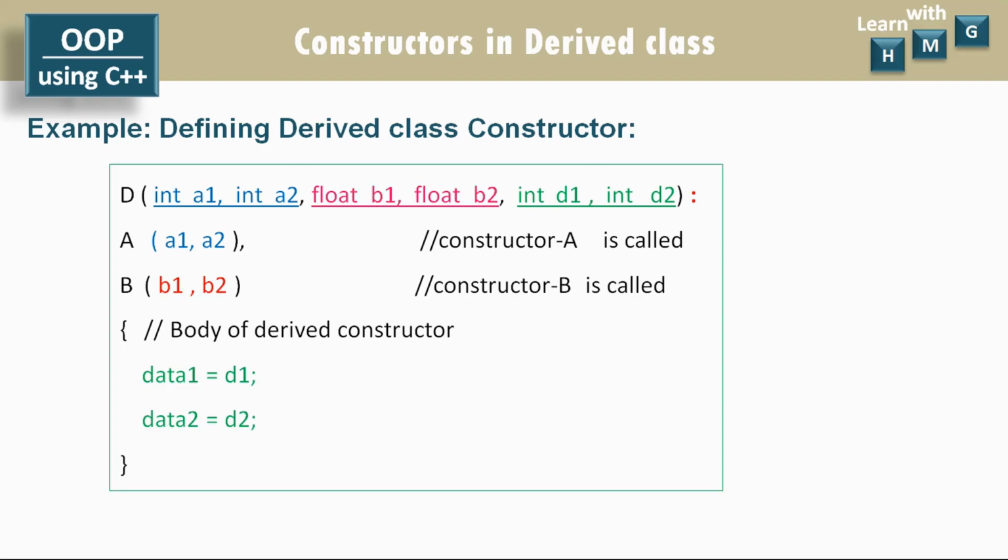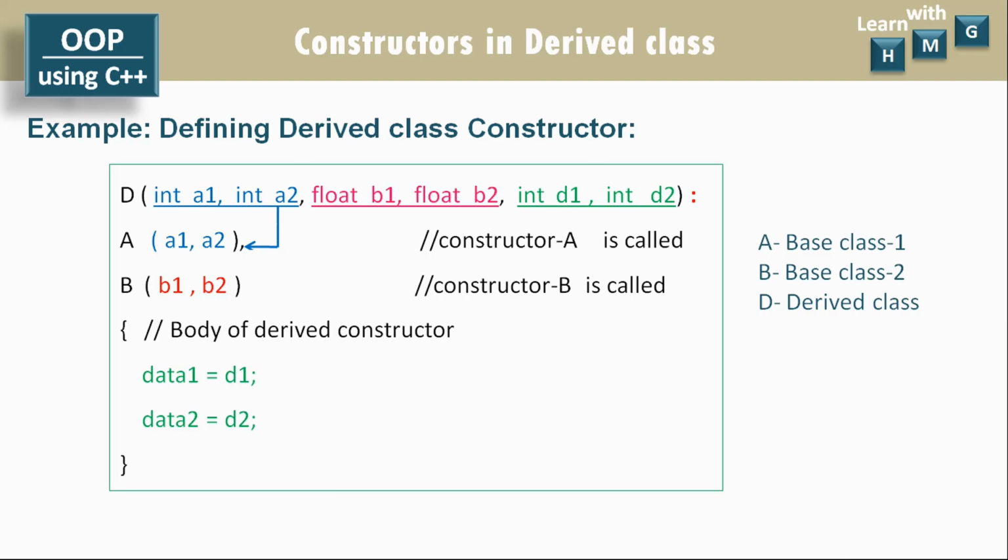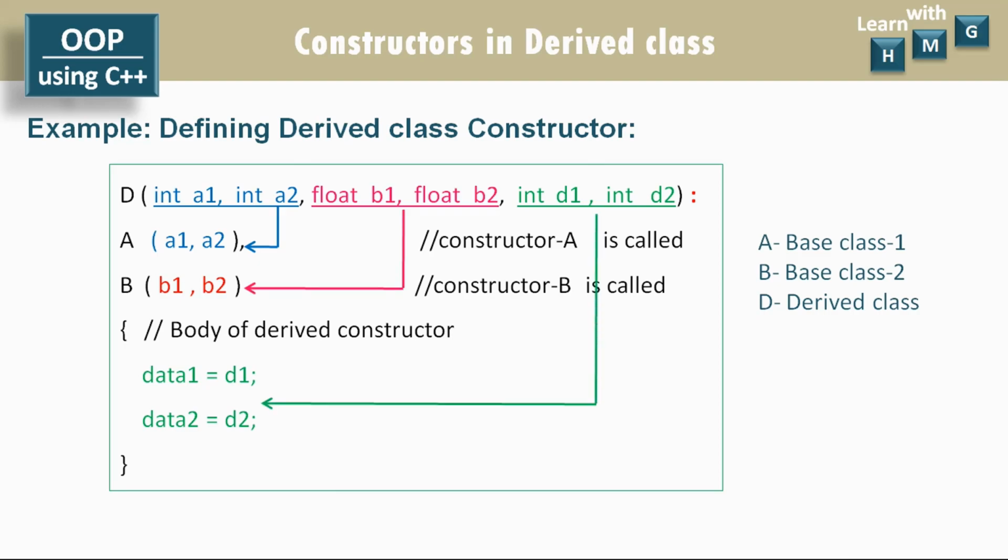So here A is the base class 1, B represents base class 2 and D represents the derived class, and their constructor names also are the same. So here this blue color argument list A1 and A2 are passed to A constructor, B1 and B2 are passed to B constructor, and D1 and D2 are passed to D constructor, that is within itself. So in this way, this is the example of defining a derived class constructor. Now we will make use of this derived class constructor in a program.